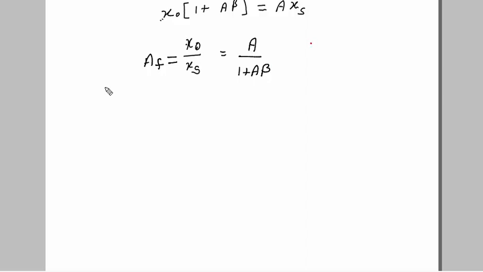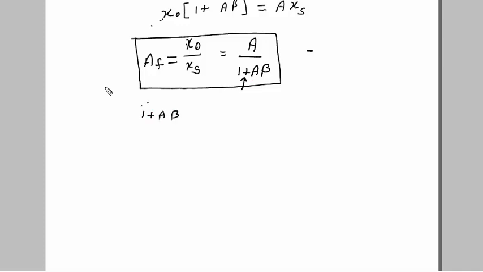So this is the gain of the amplifier with negative feedback. If it is a positive feedback, then this plus will become minus, but since it's a negative feedback, it is positive here. We will see this 1 plus A beta term many times. 1 plus A beta is a very, very important term. We call 1 plus A beta the amount of feedback.